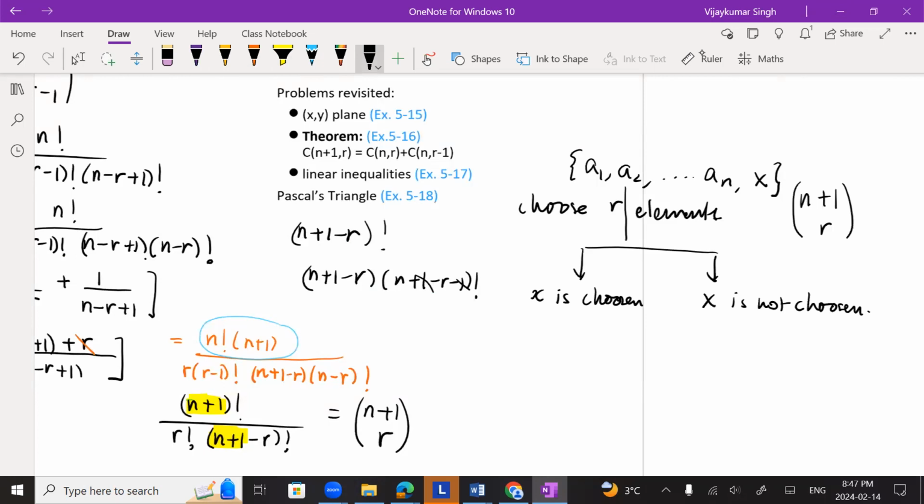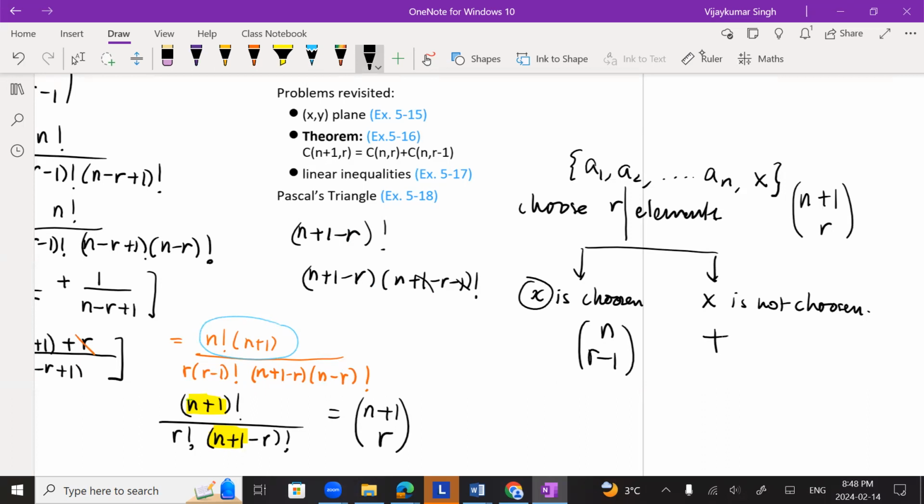So if X is there, then X is not bringing any uncertainty. Do you agree? Then essentially what you're doing is you're choosing what? X is already there, so there's no point of choosing X. Out of n elements, how many elements are you choosing now? r minus 1. Do you agree? Because one element X is already chosen.